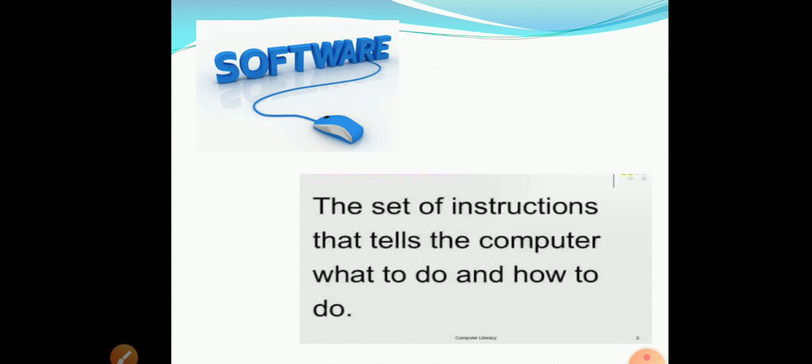As we know, a program is software. So what is software? It is the set of instructions that tells the computer what to do and how to do.